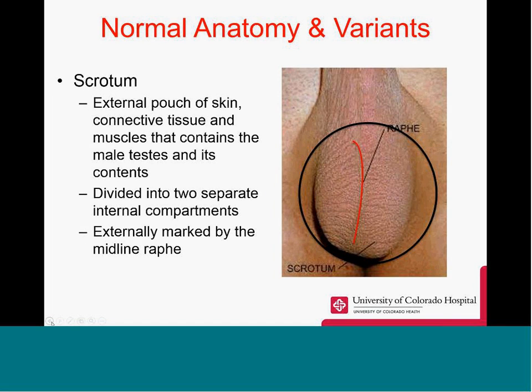The scrotum is an external pouch of skin, connective tissue, and muscles. It contains the testes and is divided into two internal compartments. Externally, the scrotum is marked by an irregular ridge, the raphe, which continues posterior to the anus and anteriorly onto the surface of the penis. Seen here, the red line.